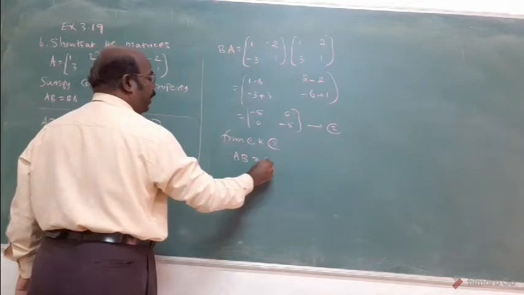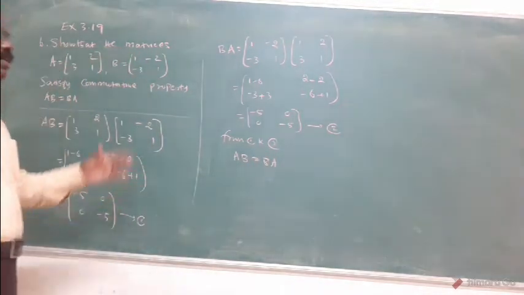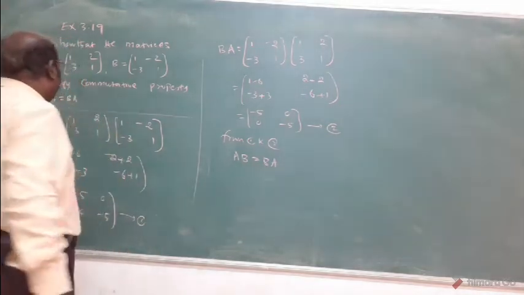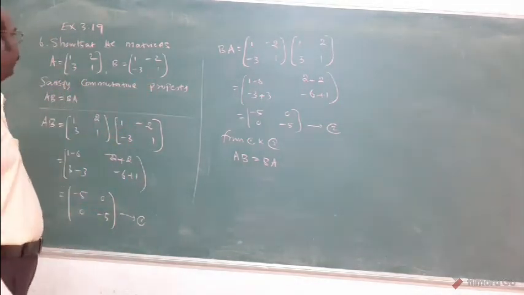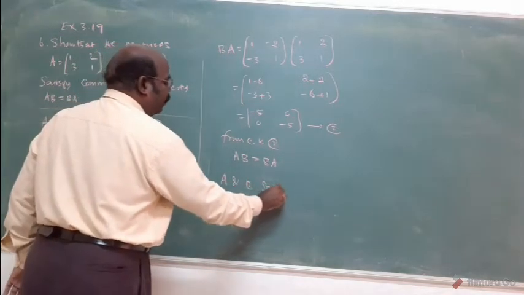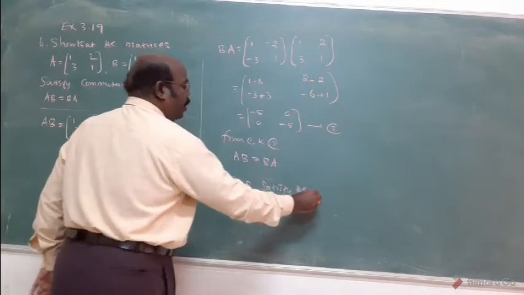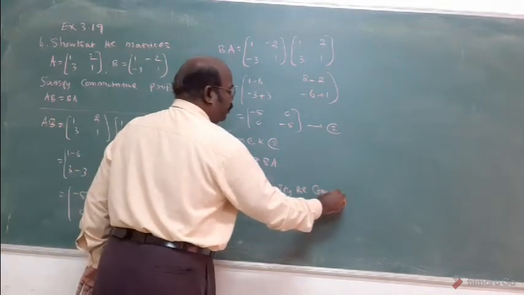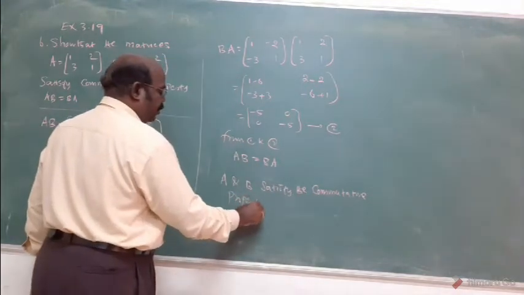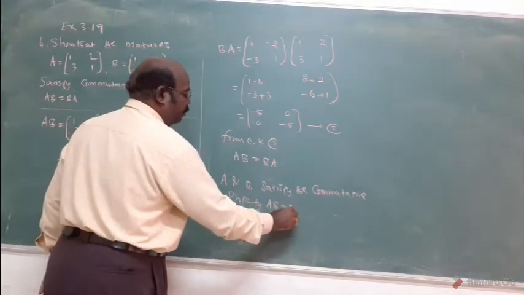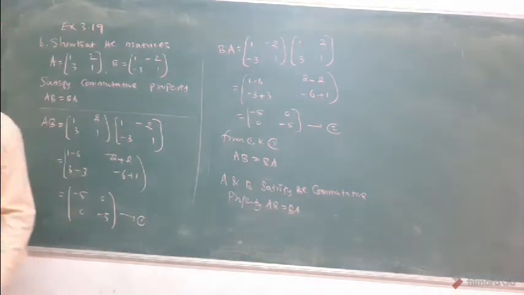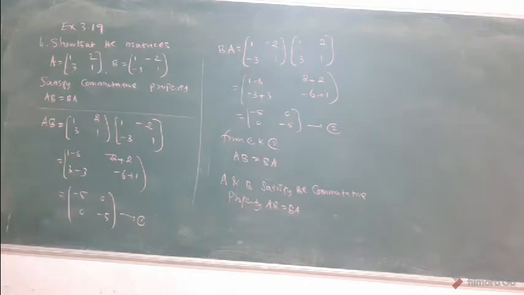AB equal to BA. Am I correct? In this particular problem, AB is equal to BA. Therefore, the particular question satisfies the commutative property. The matrices A and B satisfy the commutative property. Two more questions, only by using 2 plus 2 multiplication. That's all.